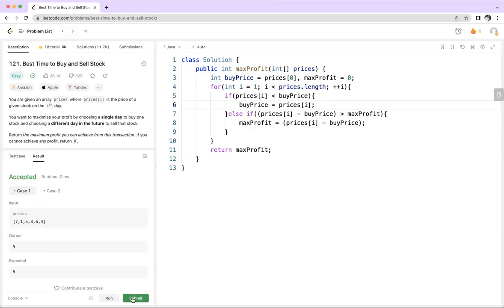Any incongruency in our solution? No, it seems okay. So let's submit this.